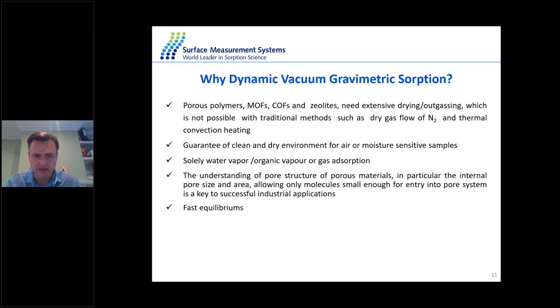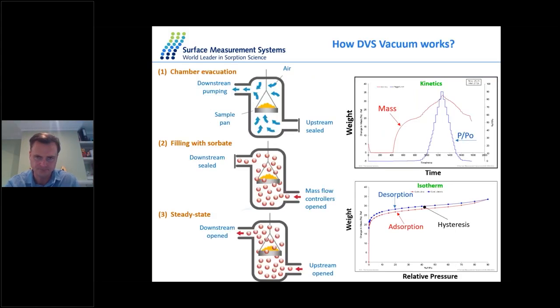And this gives us an understanding of the pore structure of these materials, in particular the pore size and area. We can allow molecules small enough to go into the pores or the cages of these materials, and this helps us design better industrial processes. And lastly, this is a dynamic method, and it allows us to reach equilibrium very fast, which is demonstrated even compared to static or dynamic methods at ambient pressure. You get much faster results under vacuum.